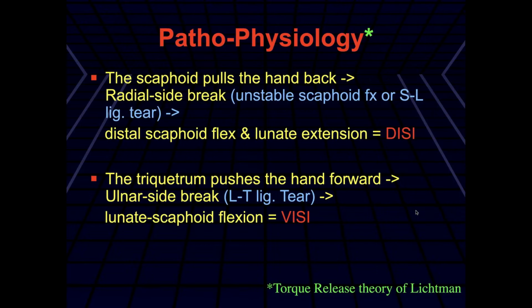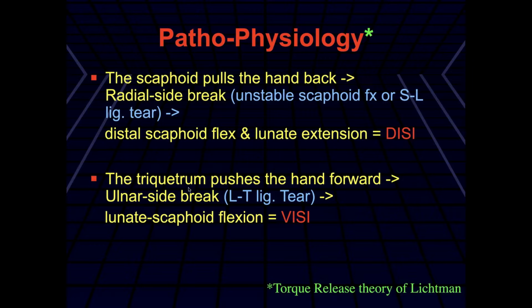So in the pathophysiology then, the scaphoid tends to pull the hand dorsally, and therefore if you get a fracture of the waist or if you get a scapholunate ligament tear, what will happen is the hand will tend to flex forward, which is abnormal. When that happens, you'll end up with a DC type pattern because you get flexion of the scaphoid and extension of the lunate, and that gives you a DC type pattern.